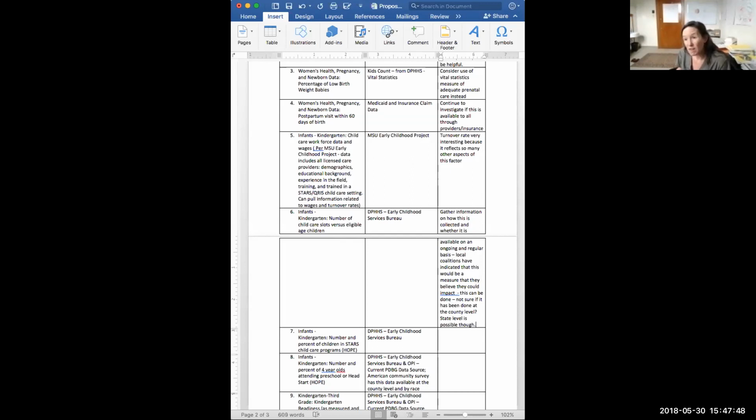So again, folks who've not spoken yet, when you look at these different data points for infants, any comments, any observations?